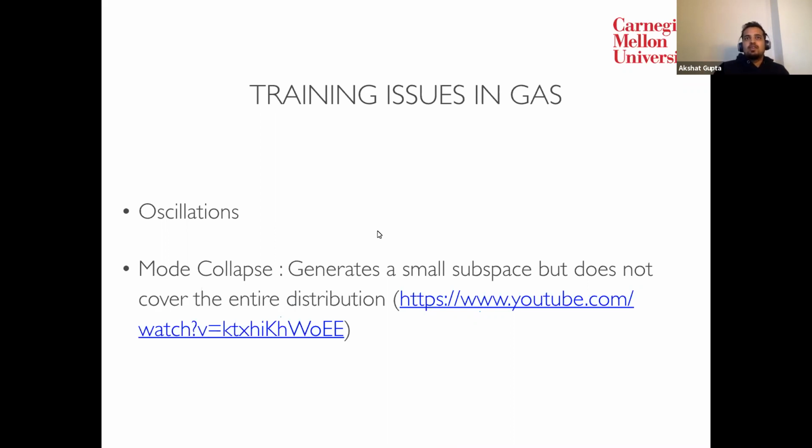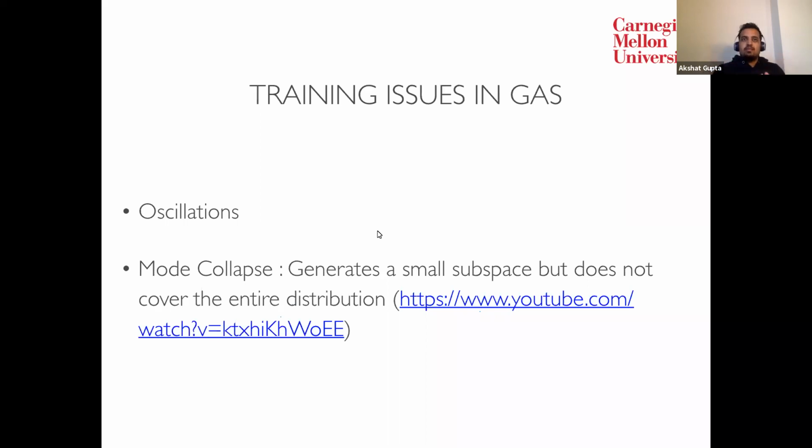What happens in mode collapse is that the generator learns to generate a small subspace of the actual data, but does not cover the entire data distribution. For example, if you're working with MNIST images, it will start generating only ones, like all ones or all twos or all threes, not all the other numbers.